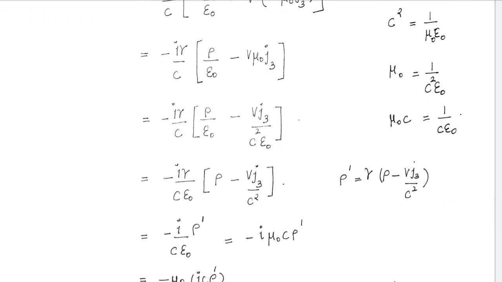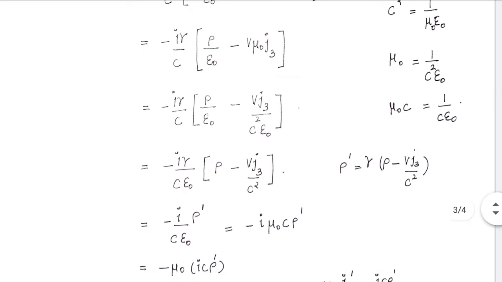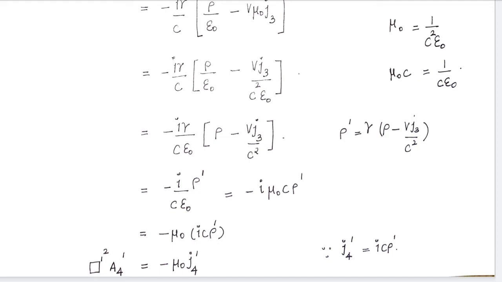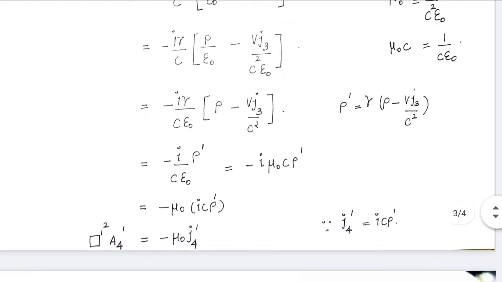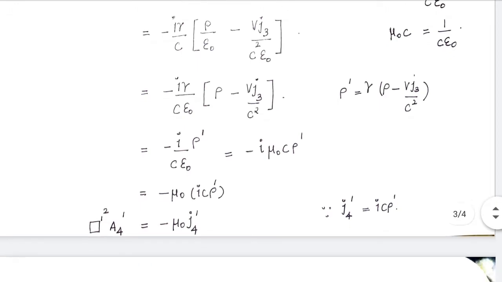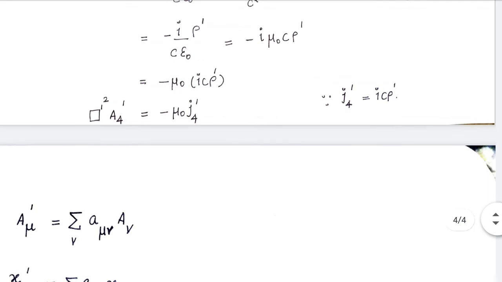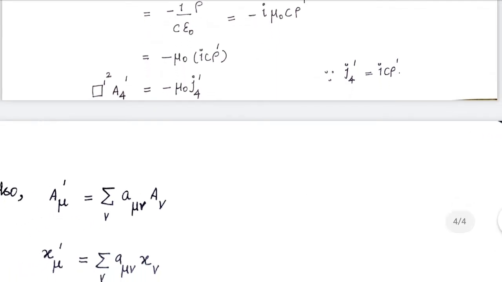So 1 by c epsilon naught is nothing but mu naught c. Replacing 1 by c epsilon naught as mu naught c, we get minus mu naught i c rho prime. i c rho prime is nothing but j4 prime, the fourth component of the current 4-vector. So del prime square a4 prime is equal to minus mu naught j4 prime. So all the 4 transformation equations in terms of a mu and j mu are consistent in both the frames of reference. Now let us quickly check the Lorentz condition also.